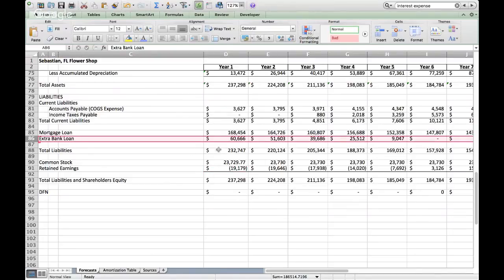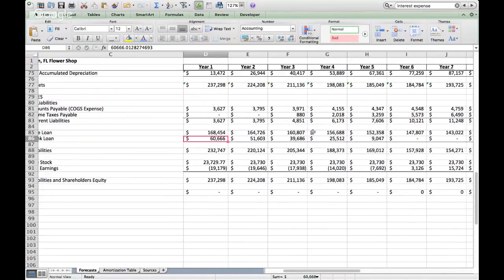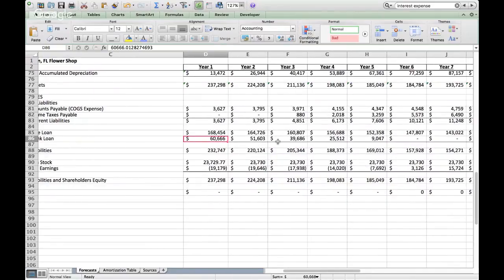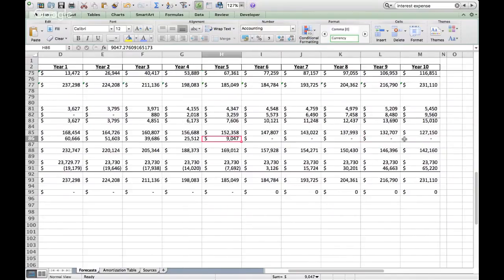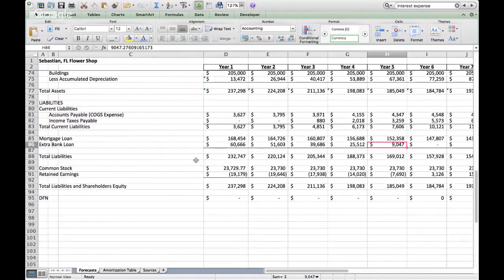So we're going to jump back up to extra bank loan. So by the time we added everything else in order to get it balanced, we add the extra bank loan in to balance those numbers. And so for years 1 through 5, we had to get an extra bank loan, but then the rest of them, we didn't have to add that in.